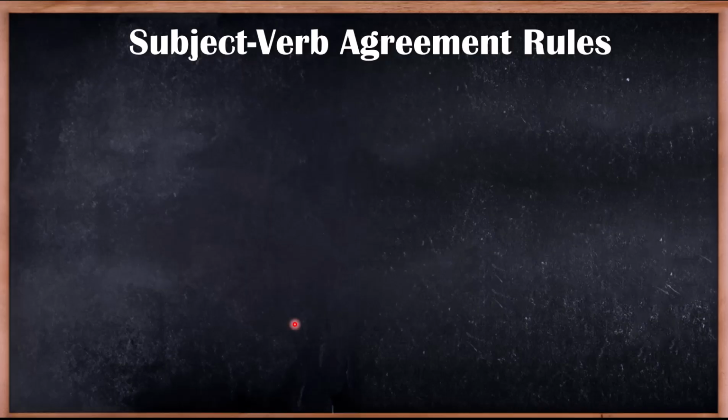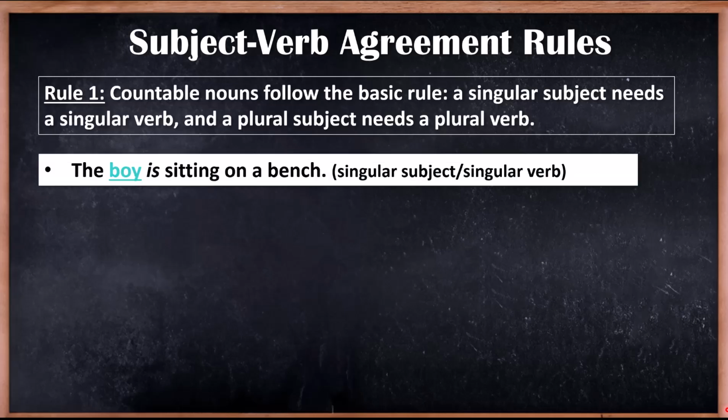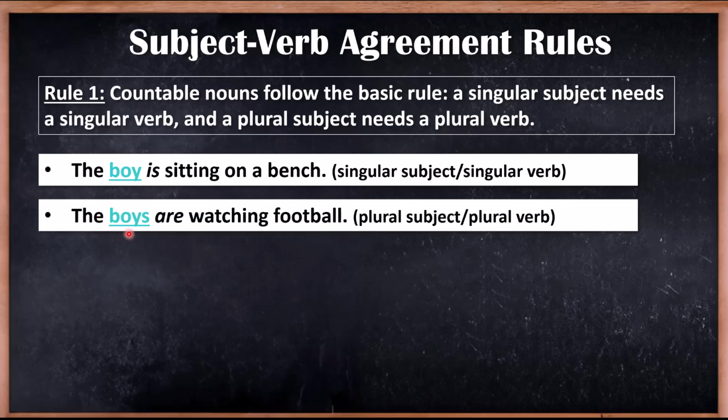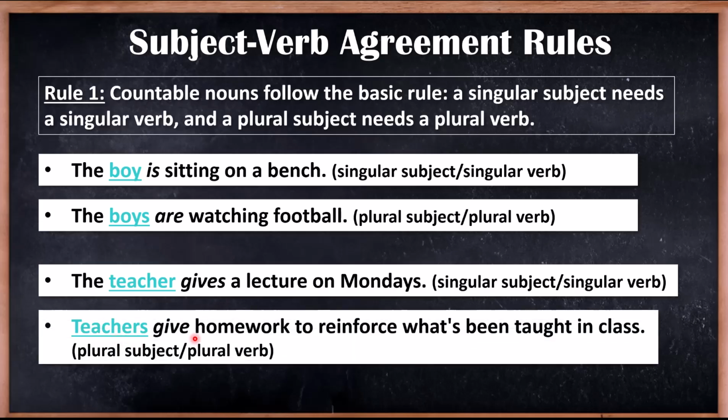So how does this relate to subject-verb agreement? So first of all, countable nouns follow the basic rule. A singular subject needs a singular verb and a plural subject needs a plural verb. For example, the boy is sitting on a bench, singular subject, singular verb. The boys are watching football, plural subject, plural verb. Another example, the teacher gives a lecture on Mondays, singular subject, singular verb. Teachers give homework to reinforce what's been taught in class, plural subject, plural verb.